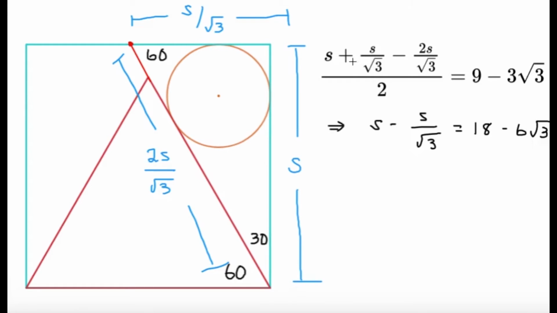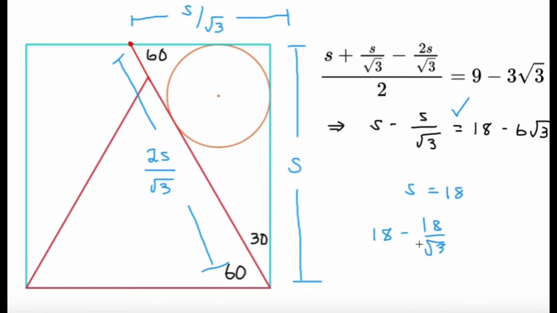So a here would correspond to S, b here would correspond to S over square root 3, and then c here would correspond to 2S over square root 3. So that's a plus b minus c divided by 2 equals the inradius. So let's multiply both sides by 2 to get the following equation. Now this is rather interesting because we can simply compare both sides of the equation and have a guess or hunch that S equals 18 will work, because if I substitute S equals 18, 18 minus 18 over square root 3.